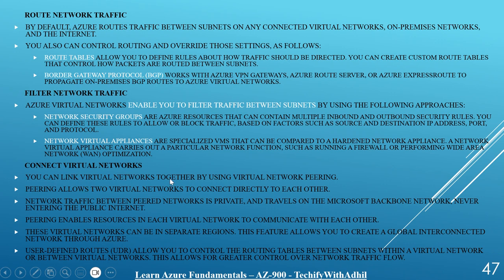Next is connect virtual networks. You can link virtual networks together by using virtual network peering. Peering allows two virtual networks to connect directly to each other. Network traffic between peered networks is private and travels on the Microsoft backbone network, never entering the public internet. Peering enables resources in each virtual network to communicate with each other. These virtual networks can be in separate regions. This feature allows you to create a global interconnected network through Azure.